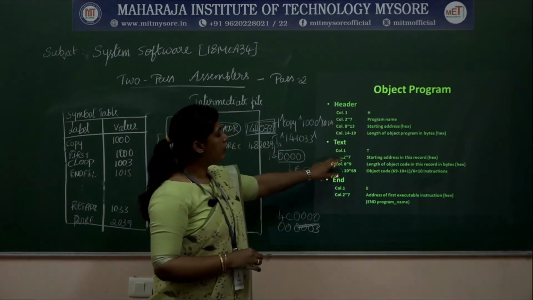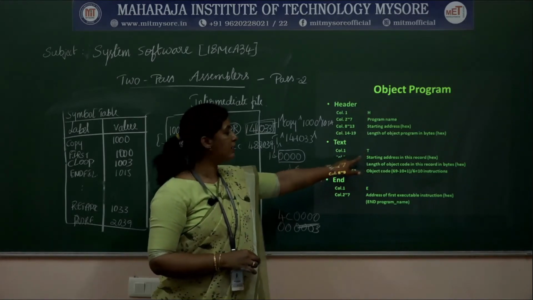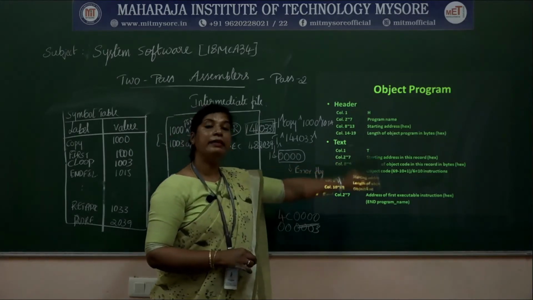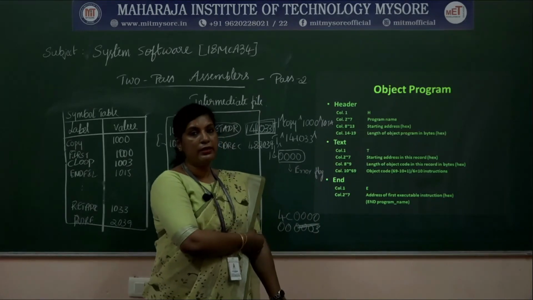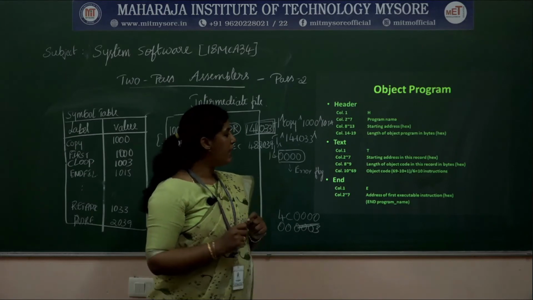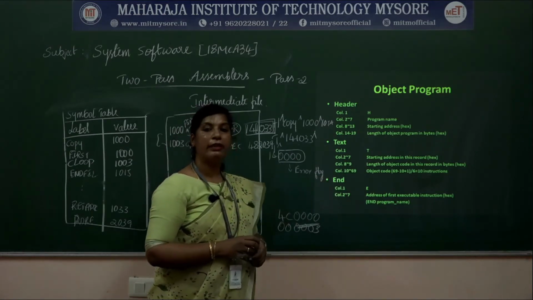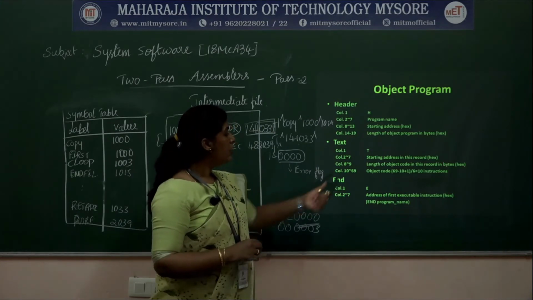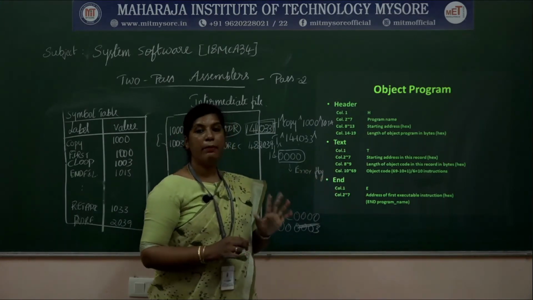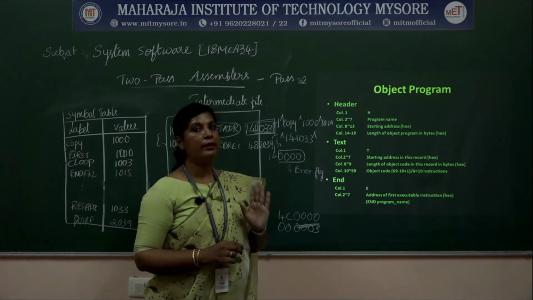Next, the text record. Column 1 specifies what kind of record it is, a text record. Columns 2 to 7 hold the starting address of the text record, that is, from which address the text record begins. Columns 8 to 9 hold the length of the object code in this text record, in 2 hexadecimal digits. Columns 10 to 69, that is 60 hexadecimal digits, can be fit into the text record.